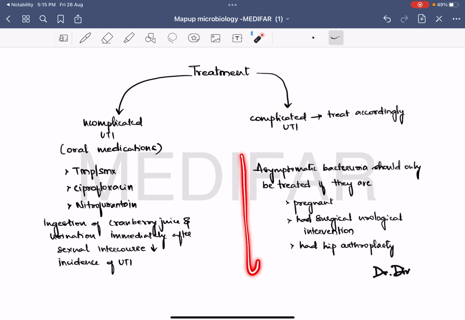Okay. Now the question is, what about asymptomatic bacteriuria? Do you need to treat? Yes, it should be treated if they are pregnant, or if they had any surgical urological intervention, or if they had hip arthroplasty. I repeat, not all patients with asymptomatic bacteriuria are treated. They are treated only if they are pregnant, if they had surgical urological intervention, or if they had hip arthroplasty.